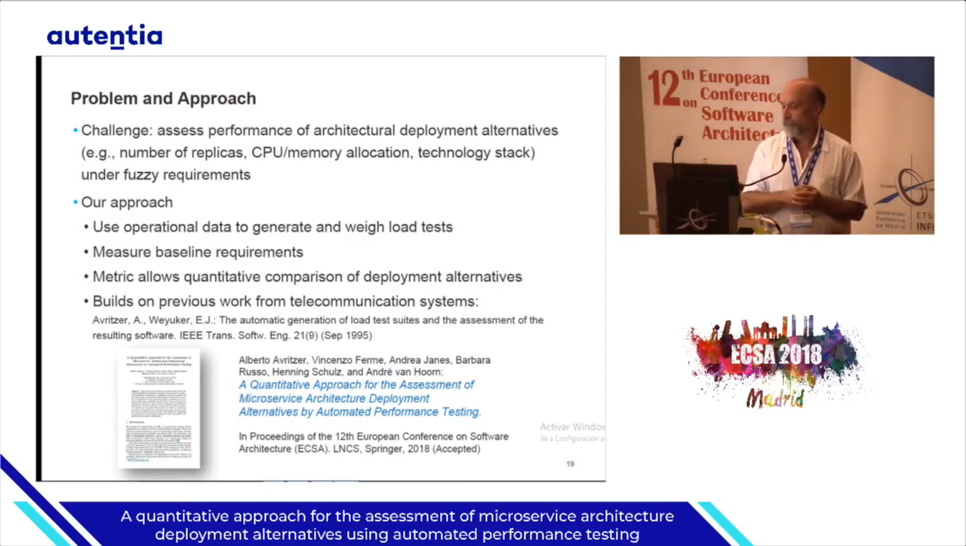So our approach is first to use the operational data to generate and weight load tests. We want to measure baseline requirements. One of the key roadblocks for good performance testing is that when you are in a project and you ask for performance requirements, usually people run away from you. Nobody wants to talk to you anymore. No friends at coffee break. It's really tough. Nobody wants to commit to performance requirements. So what we decided to do is to automatically measure the performance requirement from the system that was deployed. And then you have a metric that allows for quantitative comparison of deployment alternatives.